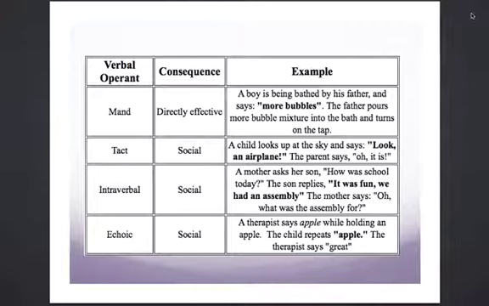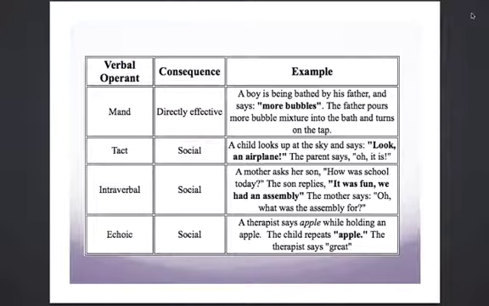Again, for the verbal operant mand, its consequence is directly effective. You're not social with the mand. So an example is a boy is being bathed by his father and says more bubbles, so the father pours more bubble mixture into the bath and turns on the tap. You're immediately getting reinforced by the MO, right? This child was wanting more bubbles because in the end, the consequence is going to be happiness. He's going to be excited. So it's directly effective from whatever's going on, okay?